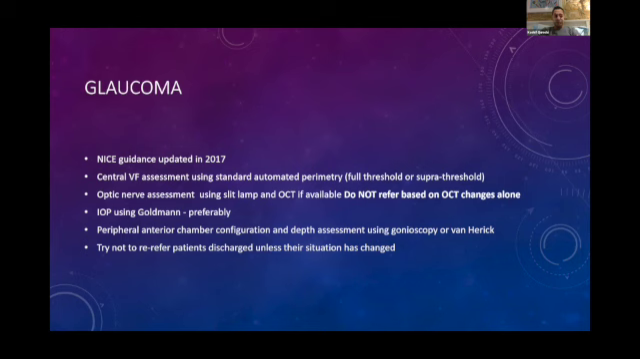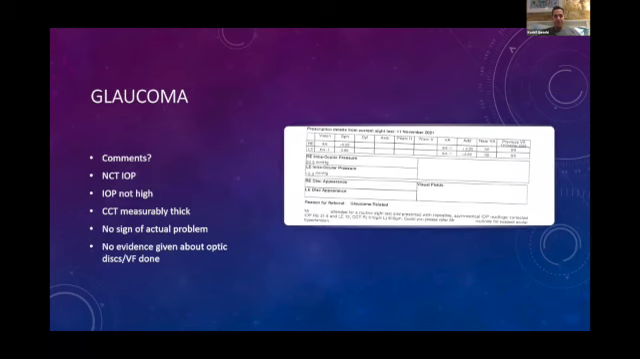Pressures need to be checked, preferably using Goldmann, but there are some non-contact tonometers that are now becoming more and more accurate. Peripheral anterior chamber configuration and depth assessment using gonioscopy if you can, or Van Herrick. And trying not to re-refer patients that we discharge from the hospital unless their situation has changed significantly.